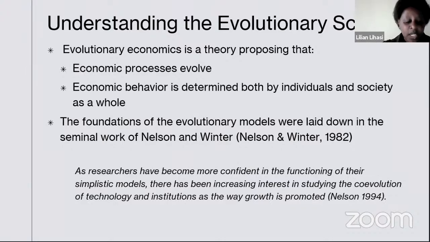But you find Nelson and Winter tried to create a realistic micro foundation for both growth theory and industrial dynamics. This led to initial models with heterogeneous firms competing in a single market by means of innovative and imitative results. So we talk about innovation and we also have the imitation, where countries or firms innovate and there are those who come to imitate, and as they imitate, we continue to adjust to what has been and you find there is change. Researchers have now become more confident in the functioning of their simplistic models, and we find that there's been increasing study on coevolution of technology and institutions as a way of growth.